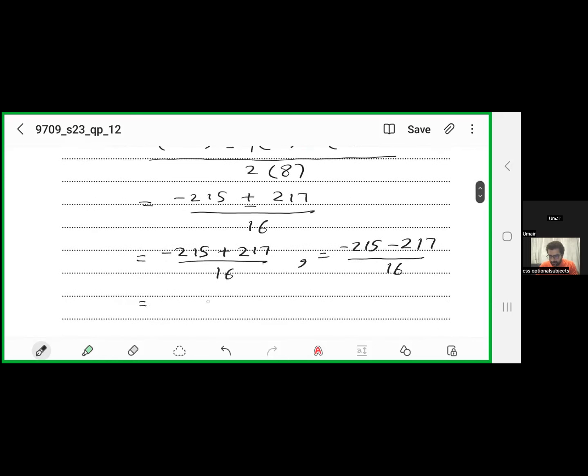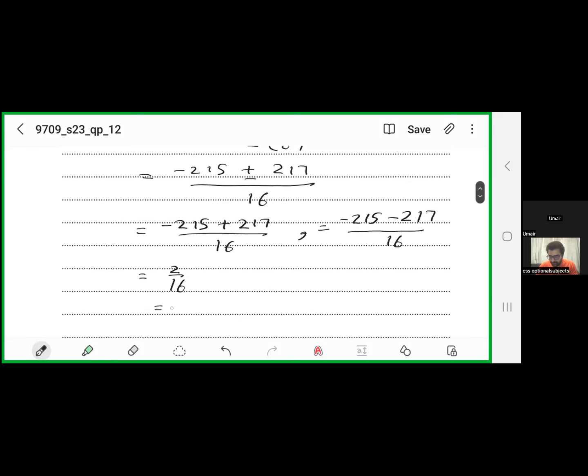For the first case, you will get 2 over 16, which is 1 by 8. For the second case, 215 and 217 will be 432, so minus 432 over 16. This will give you minus 27.